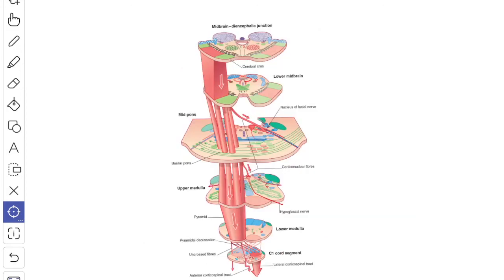This is a diagrammatic representation to show the corticospinal fibers. These are the corticospinal fibers present in the pyramid, and in the pyramidal decussation most of the fibers, 75%, cross to the lateral white column and form the lateral corticospinal tract. About 20% remain uncrossed and descend in the anterior white column of the spinal cord, forming the anterior corticospinal tract, and 5% remain uncrossed and follow the lateral corticospinal tract in the lateral white column.